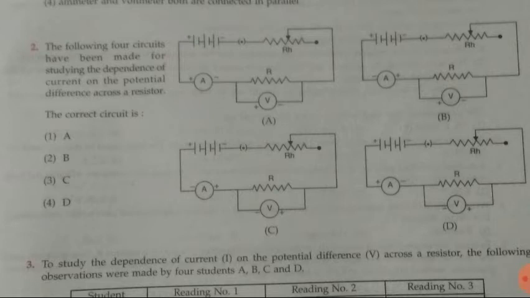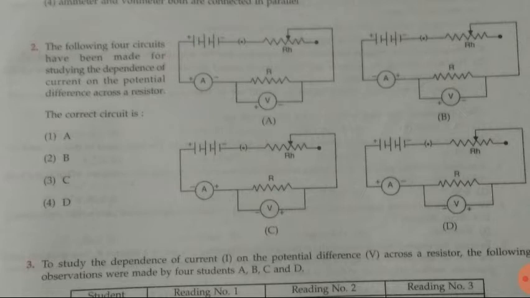Okay, A. Circuit A is connected in the correct manner, because in this circuit we can see that the positive terminal of the ammeter is connected to the positive terminal of the battery, as well as the positive terminal of the voltmeter is connected to the negative terminal of the ammeter. So they are connected in a very correct manner.